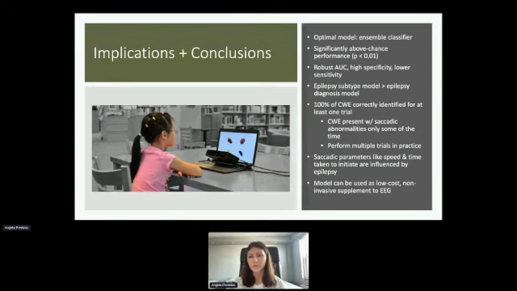100% of the children with epilepsy were correctly identified for at least one trial, which suggests that they present with saccadic abnormalities only some of the time and not ubiquitously. Performing multiple trials could lead to a higher diagnostic accuracy in practice.